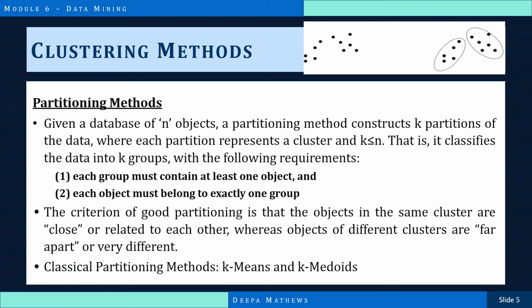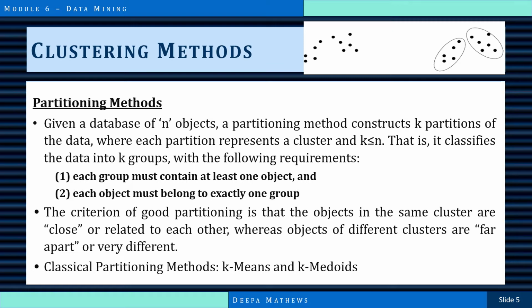Now let's discuss these partitioning methods in detail. The partitioning method is a clustering method which classifies the information into multiple groups based on the characteristics and similarity of the data. This partitioning method constructs k partitions of the data. This k is a user specified value. We are given a database of n objects. The method constructs k partitions of the data where each partition represents a cluster, and this k should be less than or equal to n.